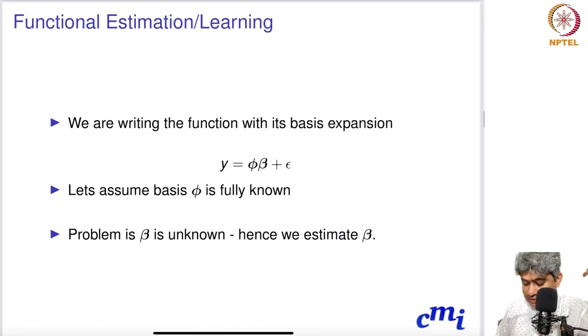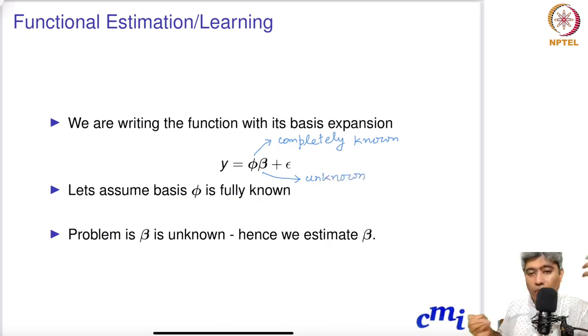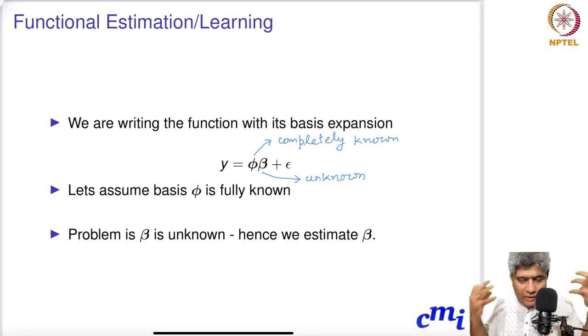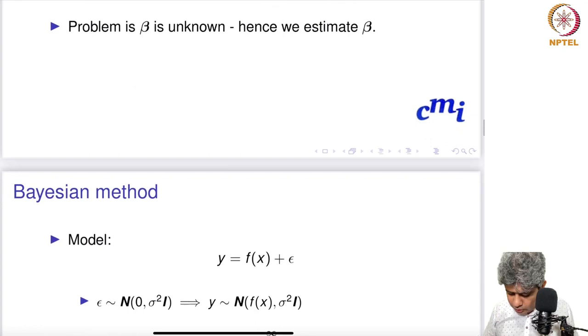Now how do we estimate? Remember that my phi is completely known, the set of basis functions is completely known. What is unknown are the betas, the coefficients. So essentially, my basis expansions you can think of as feature engineering. These are engineered features, but we are doing it in such a way, as we have already discussed, and then we are trying to estimate the beta here. Okay, so far so good.